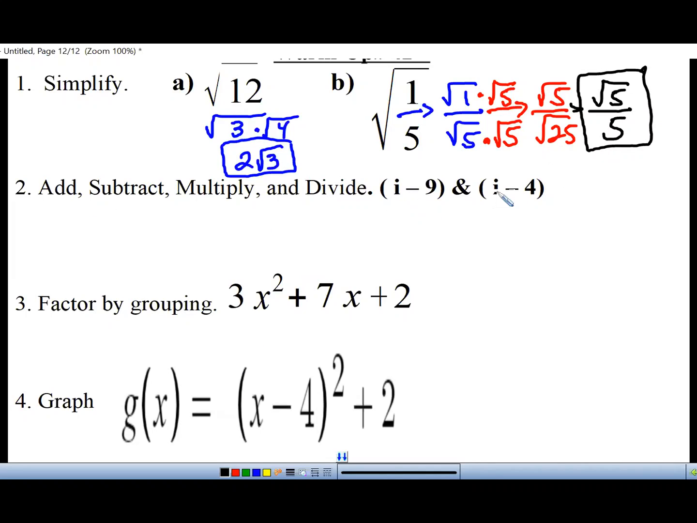For addition, we combine like terms. i plus i is 2i. Negative 9, negative 4, that's negative 13. That's for addition. For subtraction, remember we need a negative to be distributed, or changing these to their opposite. So i minus i cancel. And negative 9 plus 4, that's negative 5.